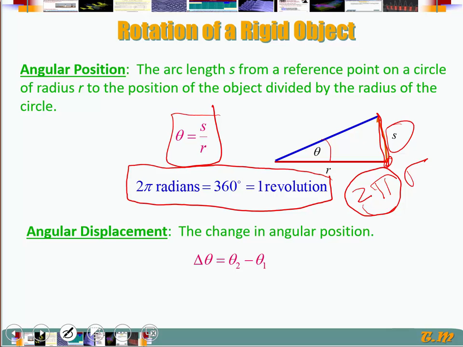So we are going to use angles to refer to the angular position or the rotational position of the object. Displacement then would be referred to as the change in the angle in radians.